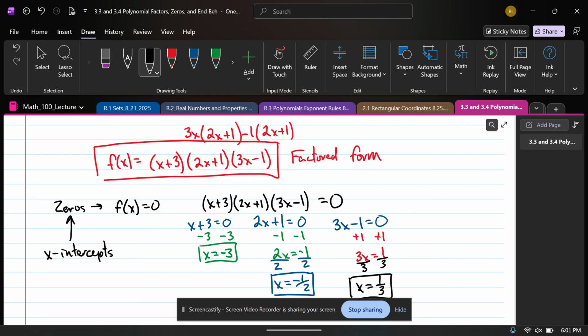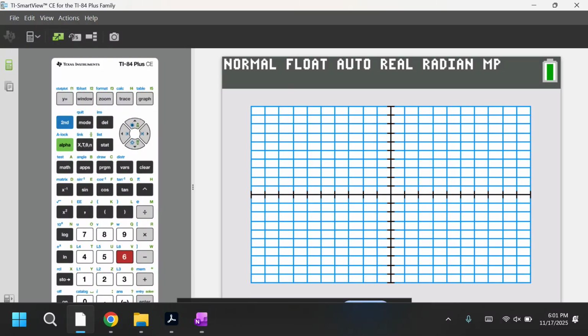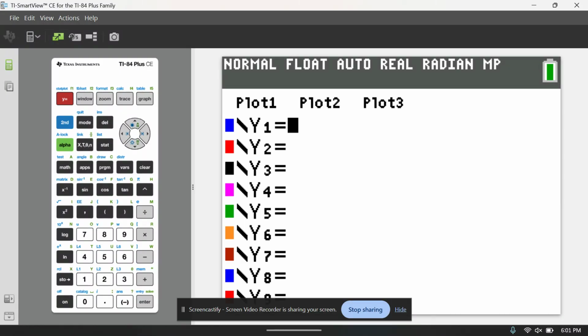Zeros and x-intercepts are the same thing. If they're real numbers, they're x-intercepts; if they're complex, they're not x-intercepts, they're just zeros. But these are all real numbers. Now here's the cool thing. If I graph that polynomial, I'm going to go back to the original.